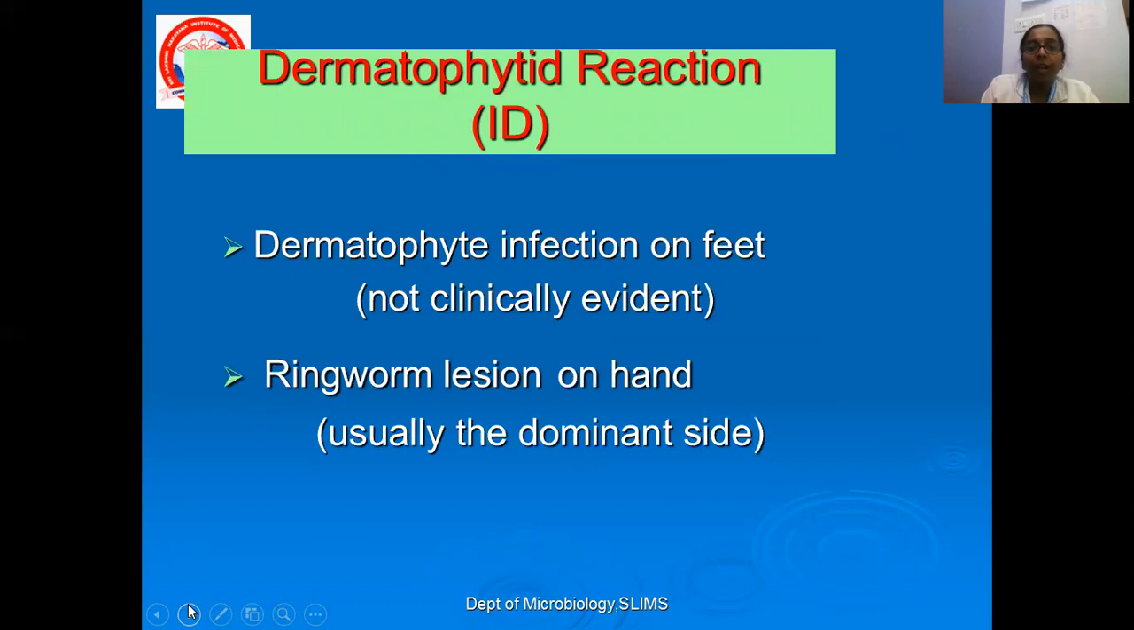Then dermatophytid reaction. It's a hypersensitivity reaction because of the dermatophyte antigen. This dermatophytid reaction is more common.